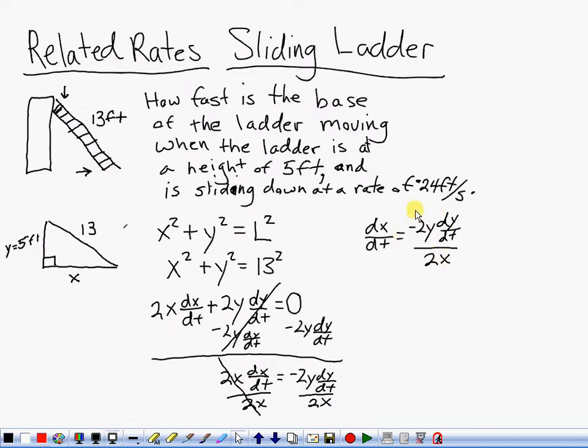These two 2's can cancel out. And we have dx dt is equal to negative y all times, I'll put parentheses, dy dt, all over x. Now what you're going to do is, since the height is 5 feet, you're going to put that in for your y, but for your x, you're going to have to use the Pythagorean theorem.